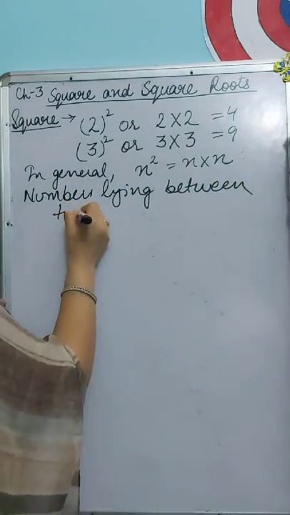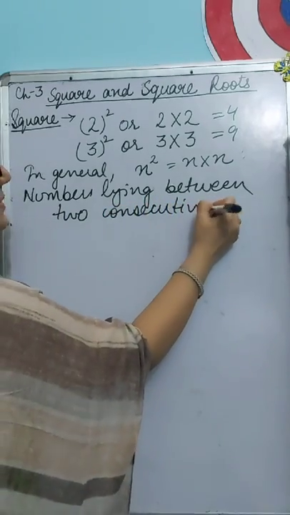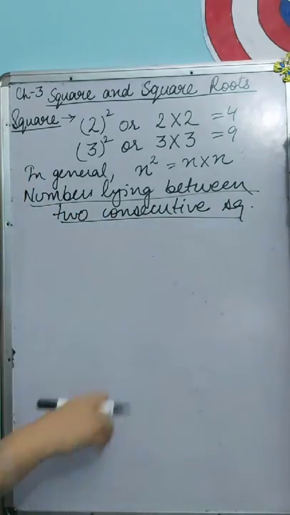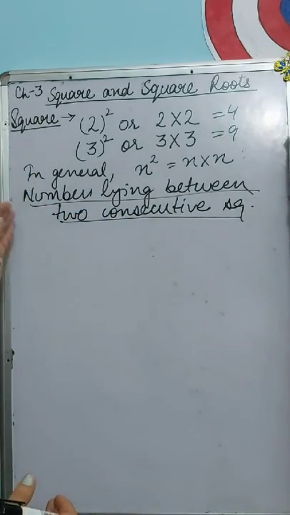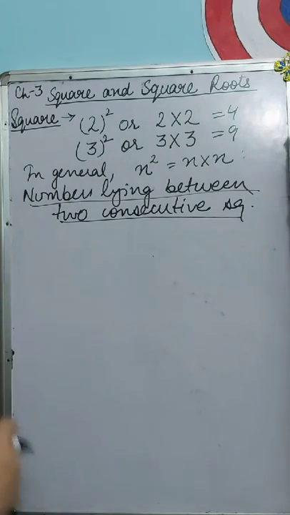two consecutive squares. First you should know the meaning of consecutive. What is consecutive? Consecutive means one after another. If a number is 1, the consecutive number is 2. If a number is 2, the consecutive number is 3, and so on.